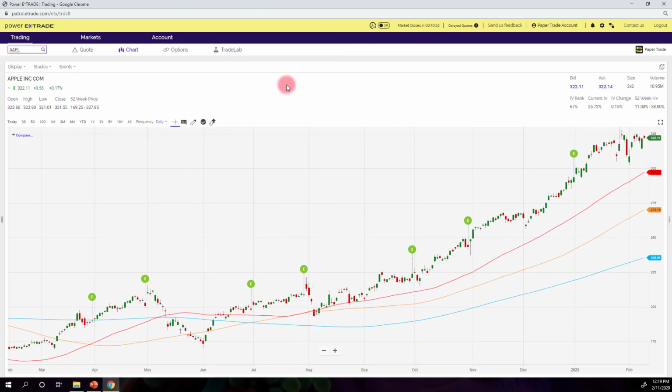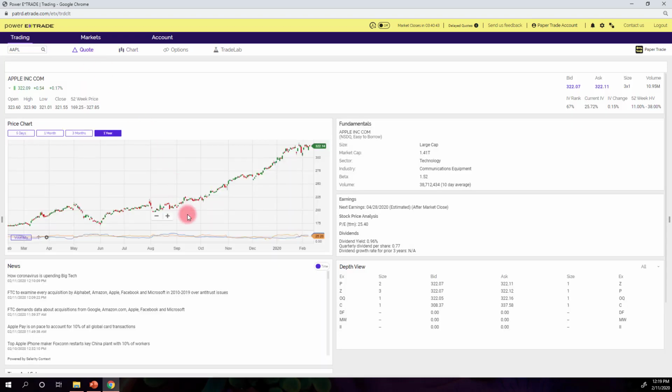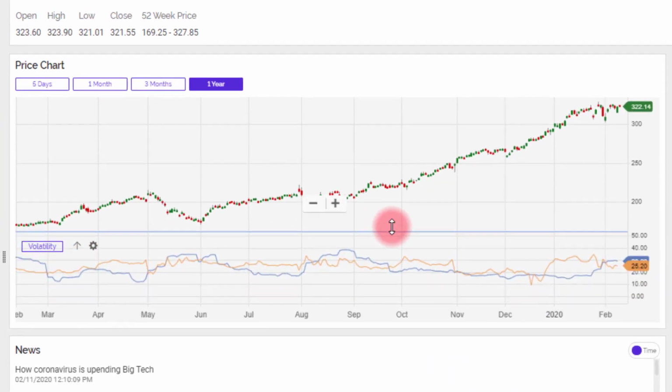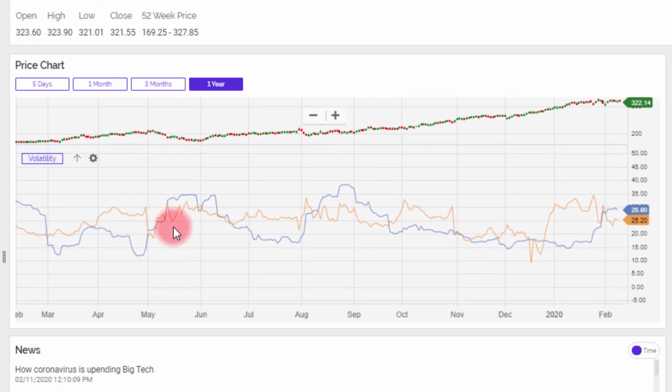Well, this is where your broker's platform can help. Here is E-Trade, and so we're looking at Apple right here. On their platform, if we go over to this tab that's called the Quote tab, right down here, let's go ahead and bring this up. In blue is the historic volatility of the stock, and in orange is the implied volatility. This is going to be for the at-the-money strikes.